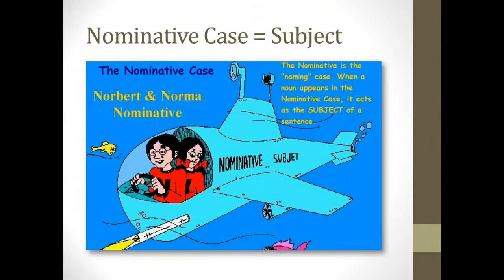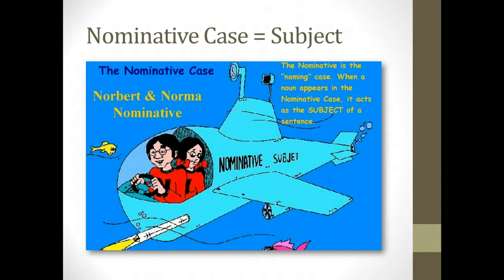The first case that you need to become familiar with in this class is the nominative case. The nominative case is also known as the naming case, but for your purposes, what's important for you to know is it's the subject. When a noun in a Greek sentence appears in the nominative case, that is your clue to know that that is the subject of the sentence. Here we have our little memory device: Norbert and Norma Nominative, this brother and sister team who are going to be with us throughout the course, reminding us about how nominative works. And you can see that they are in a sub-jet, which reminds you that the nominative case is the subject.